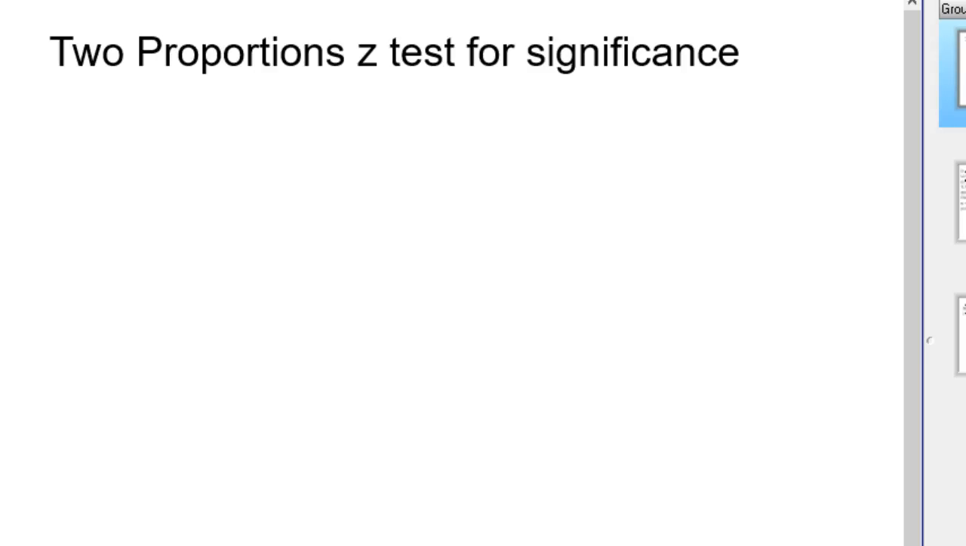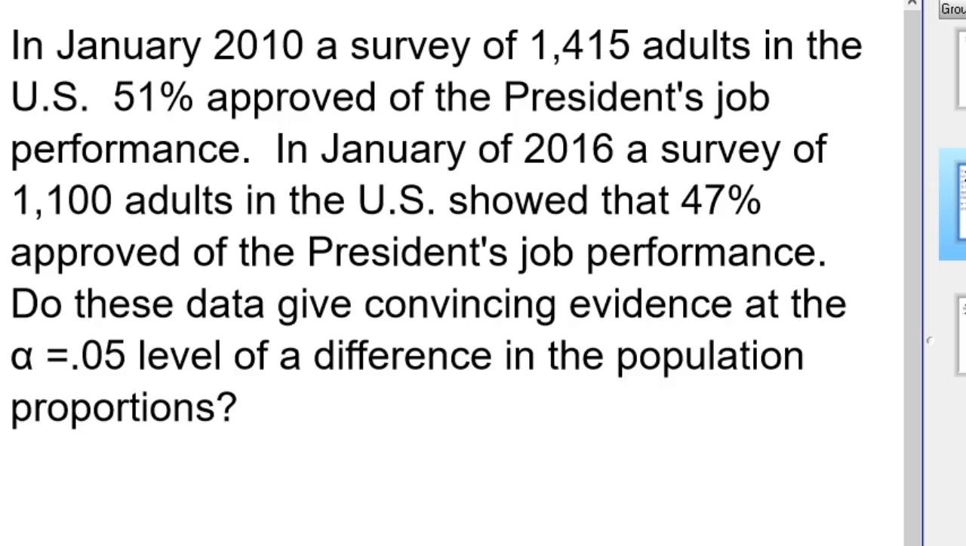Alright, a two-proportion z-test for significance. So we're just going to dive right into a problem so I can show you an example of this in its entirety. So in January 2010, a survey of 1,415 adults in the U.S., 51% approved of the president's job performance.